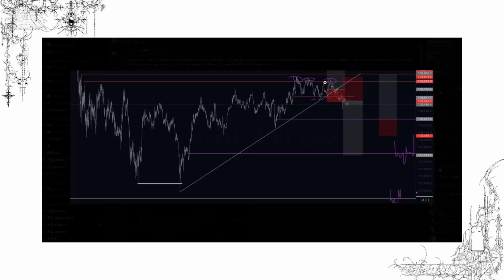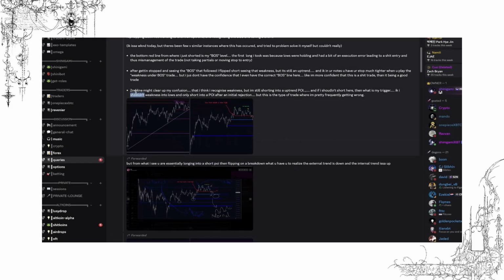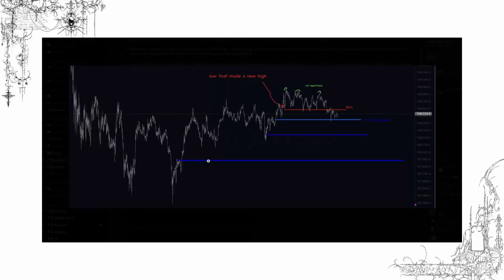What he did here was he saw that there were a bunch of highs holding right here, and afterwards he saw this low holding here as a break structure on the lower time frame and then just flipped short. What happened there was, as he said, the second line cleared up my confusion: I think I recognized weakness, but I'm still shorting into an uptrend POI. And yeah, it was an uptrend POI because this here is an external low. This here is an external low. This here could be an external low, and he's shorting into an external low.